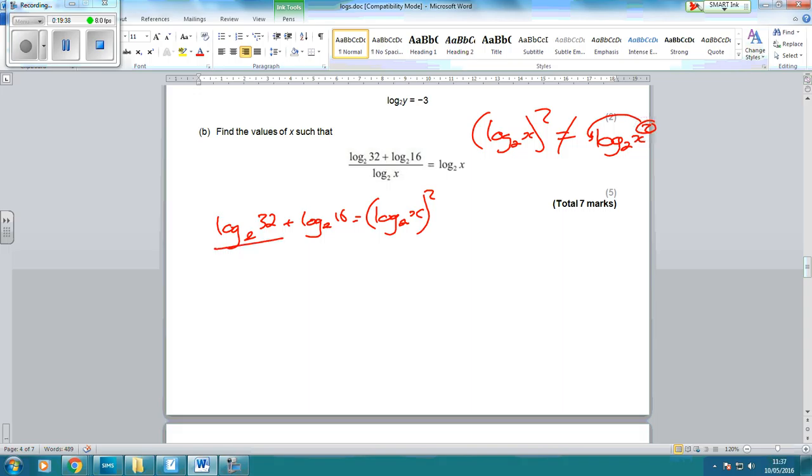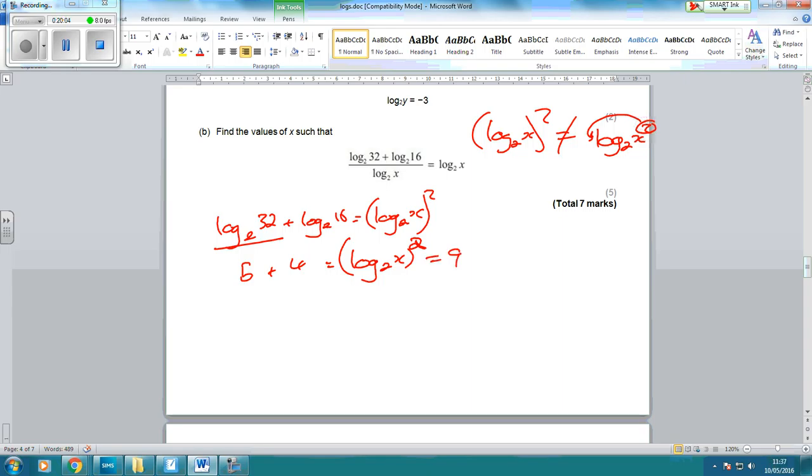Now, go back to this. Log to the base 2 of 32 means 2 to the power of something is 32. So 2, 4, 8, 16, 32. That's going to equal 5. Log to the base 2 of 16: 2, 4, 8, 16 is going to be 4. So we've got log to the base 2 of x, all squared, equals 9.